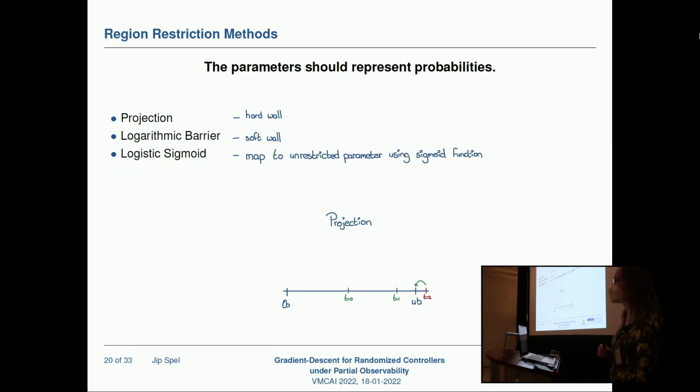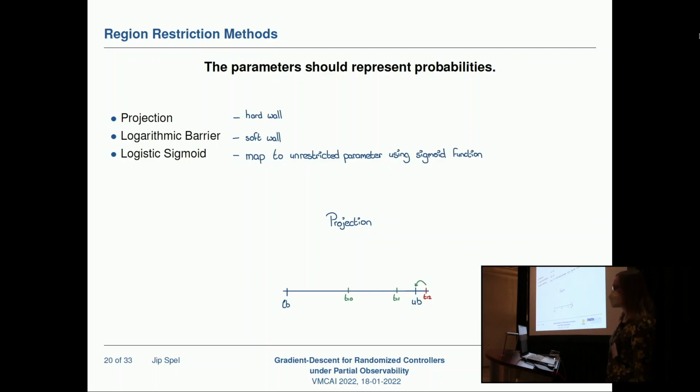Then another issue we had to look at was region restriction methods, because we are, of course, looking at parameters, and these parameters should represent probabilities. So we implemented 3 ways to ensure that these parameters still represent probabilities. The first one was projection, which works like a hard wall. As soon as you get out of our region, we just map it back to, for instance, our upper bound. So if this is the region for our parameter, and we would first be here, then go there, then at the second iteration we would be here, we just project it back to our upper bound.